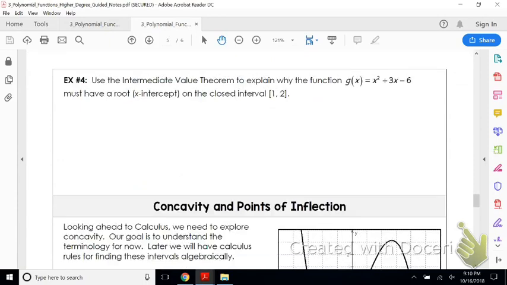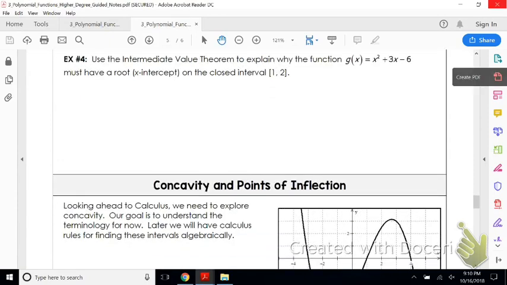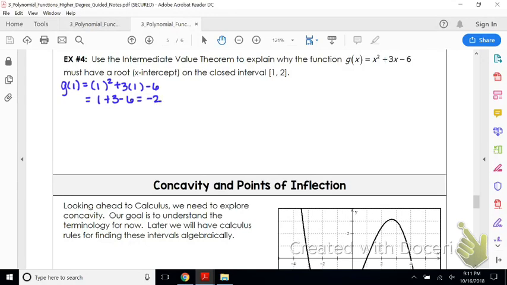So example 4 says use the intermediate value theorem to explain why the function g of x equals x squared plus 3x minus 6 must have a root, which is an x-intercept, on the closed interval from 1 to 2. So what we need to do is find what g of 1 is and what g of 2 is. So let's find g of 1. I'm building my skeleton here and I'm going to plug in 1. Work that out. And I believe I got negative 2.